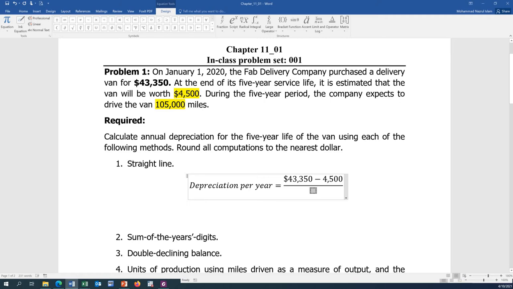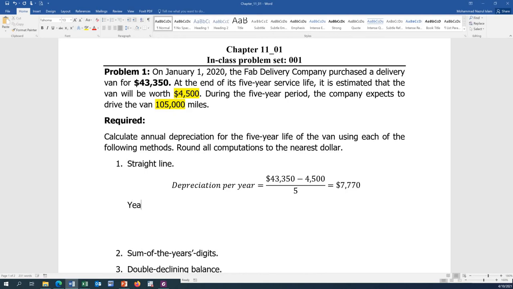And the number of years is 5. So how much is this going to be? If we subtract 43,350 minus 4,500, we have a total of 38,850, and if we divide it by 5, our yearly depreciation is going to be 7,770.